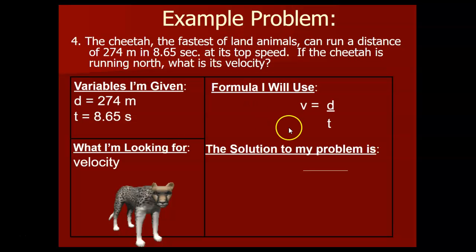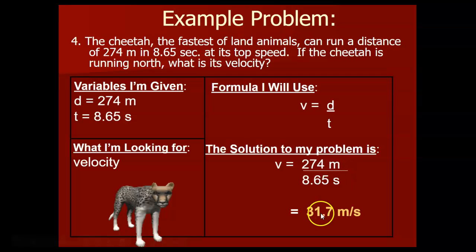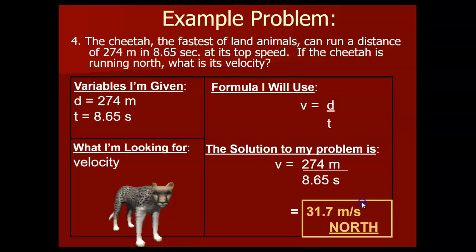The solution to my problem is 274 divided by 8.65 seconds. Why am I keeping both of my units? Because they do not cancel each other out, so it would be 31 meters per second. So my velocity is 31.7 meters per second, and he was running what direction? He was running north, so I have to add north to it.